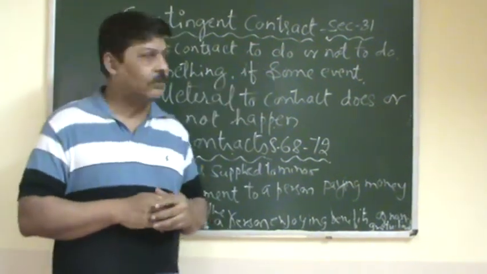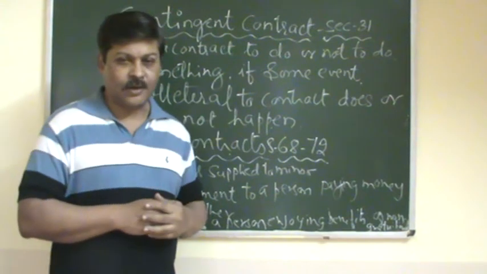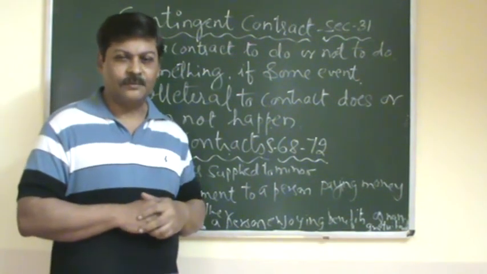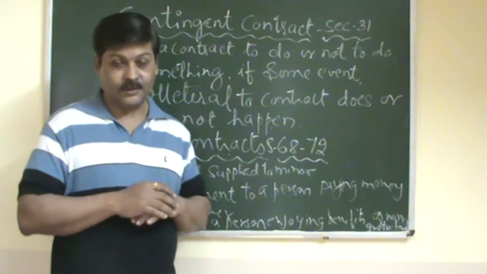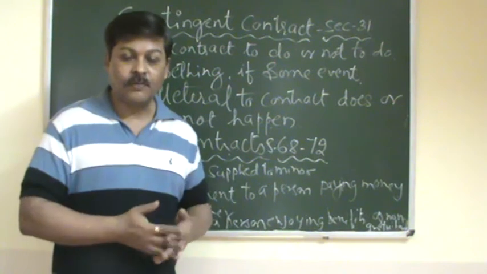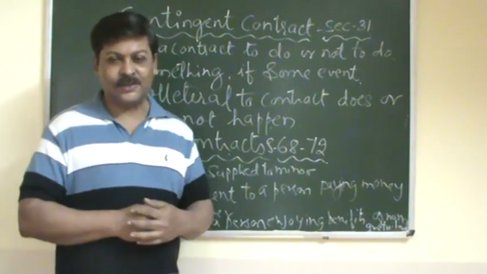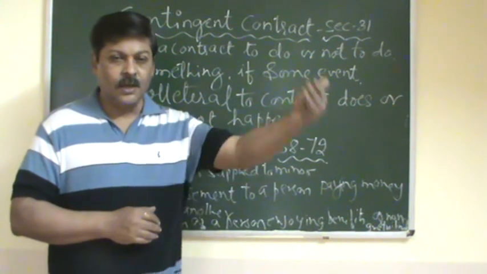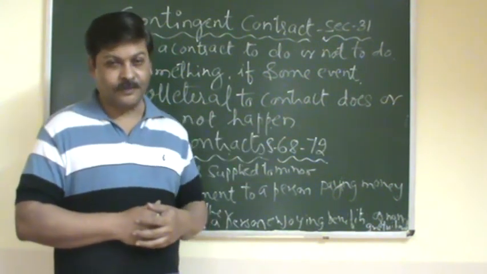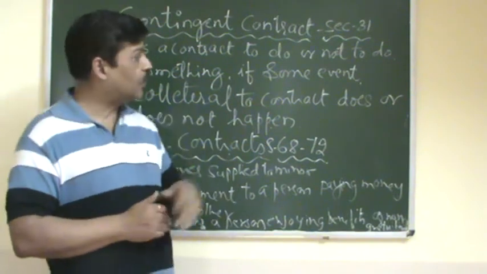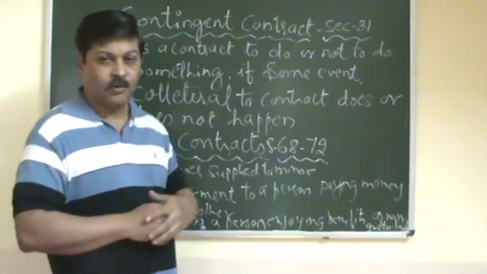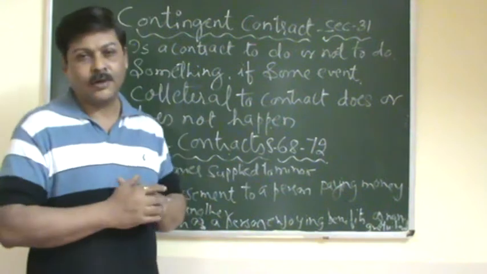So we will try to understand what is a contingent contract. Earlier we have seen contingent. Contingent means, or what we usually use the word contingency, contingency means happening of a future event. So it is called a contingent contract.